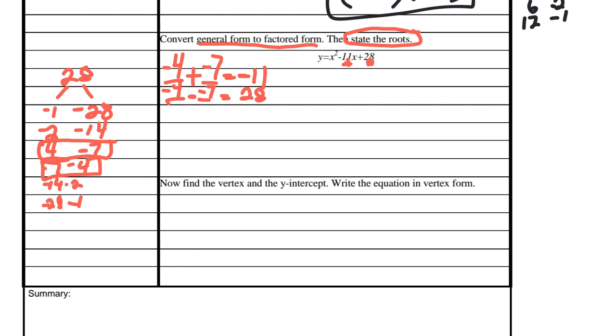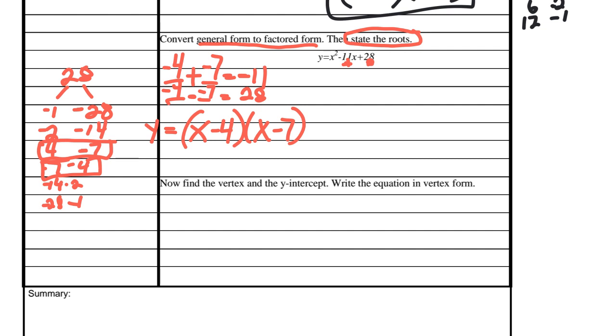So that means that this is going to turn into x minus 4 and x minus 7. And if we want it to be in general form, we just put our y equals in front, and there's general form.